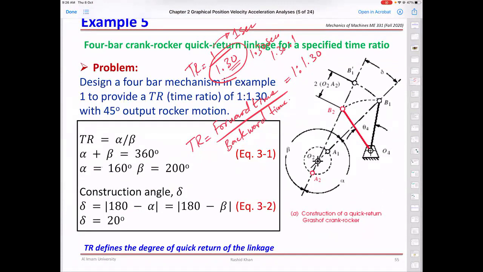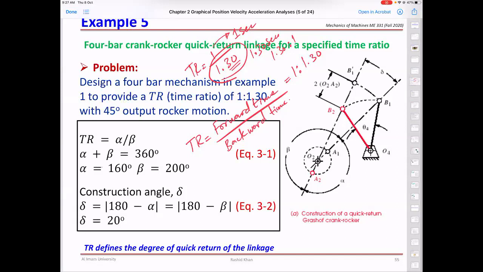Time ratio defines the ratio between the forward motion time and backward motion time, right? So how much time the mechanism will take from its initial position to the final position, you can call it forward motion and forward time, okay? And how much time it will take to return from the final position to the initial position would be called backward time, okay? So time ratio defines the ratio of these two times.